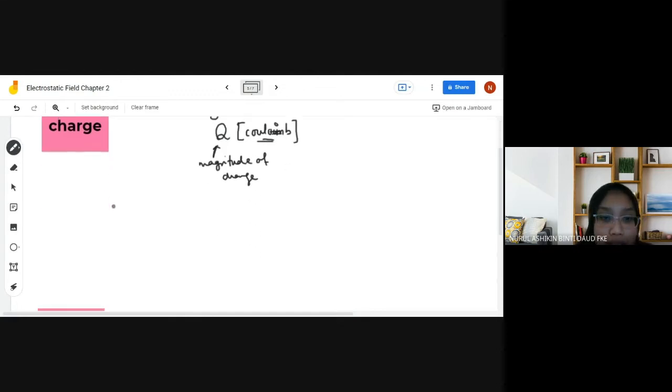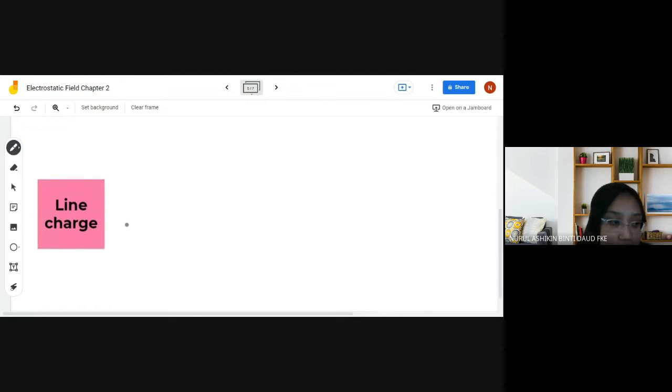Then let's look into line charge. What is a line charge? A line charge is actually a combination of several point charges that will form a line. For example, we have a line.